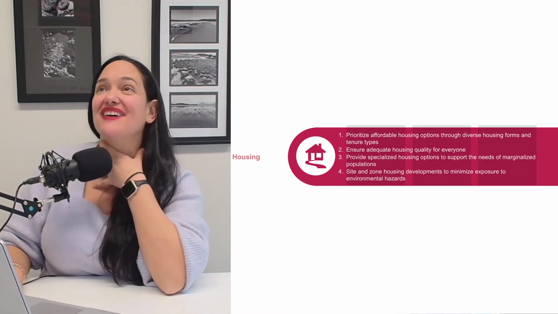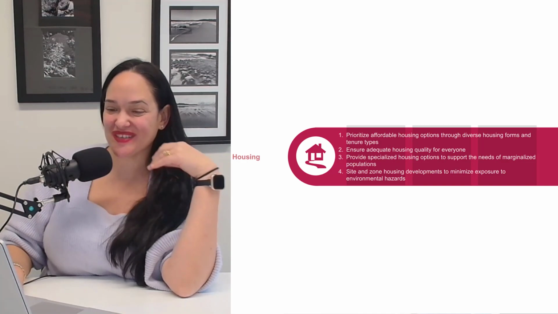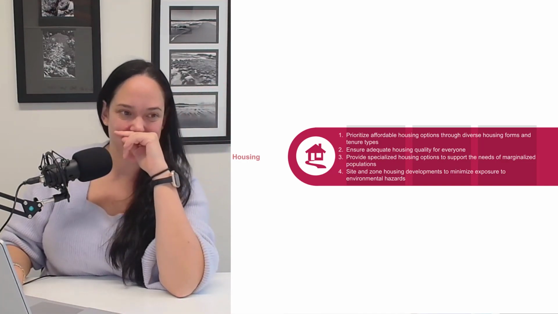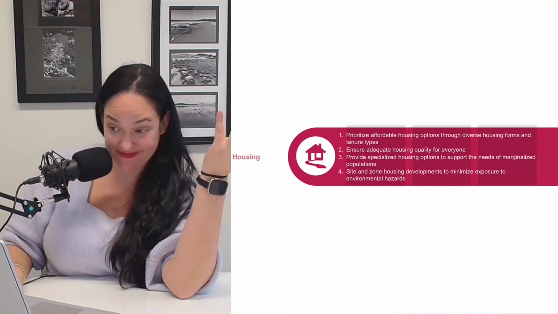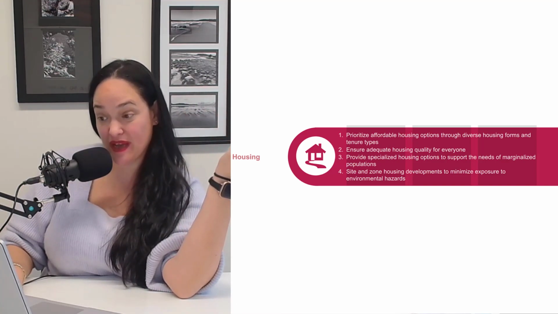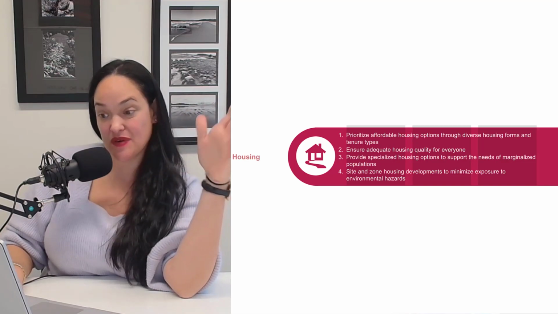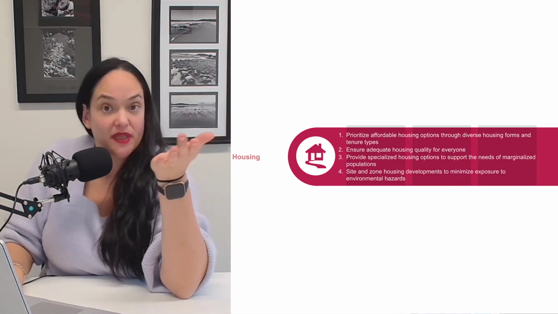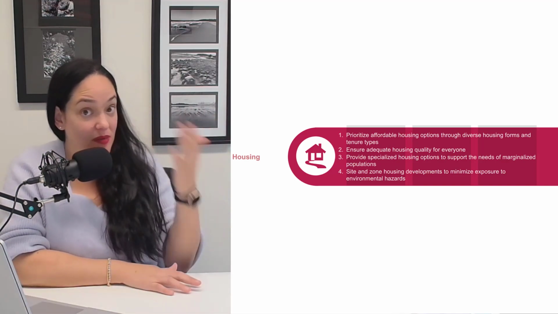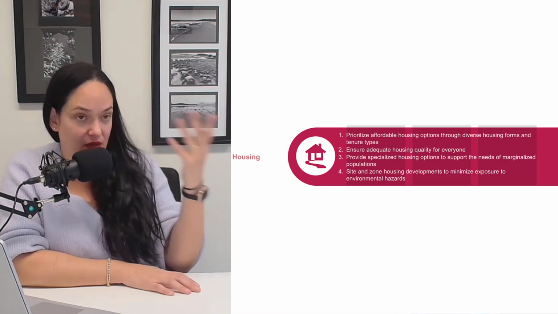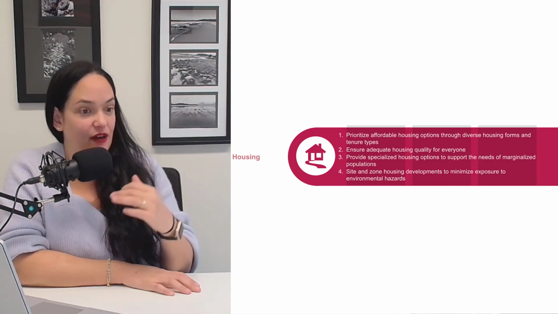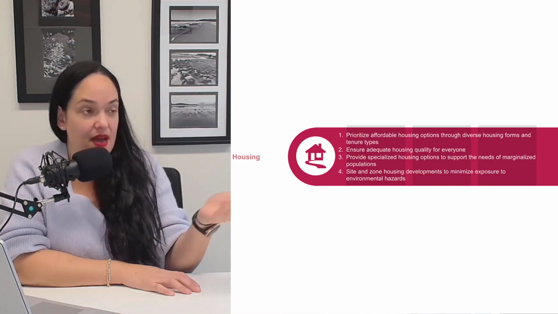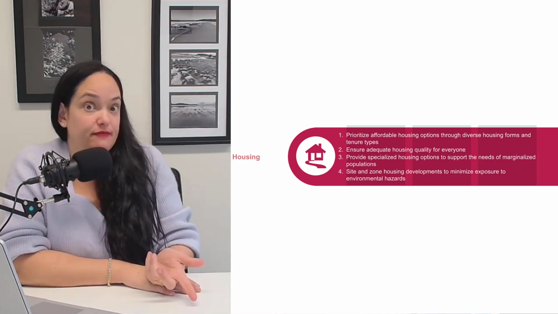And the last element of the BC Healthy toolkit of the built environment, I keep saying the words wrong, but you get it, is all around housing and affordable housing. Prioritize affordable housing options through diverse housing forms and tenure types. If you're one of my students, you probably live in the Lower Mainland close to Vancouver, British Columbia, and we're like the second most unaffordable place in the world next to Sydney. It's not good. It's not great.